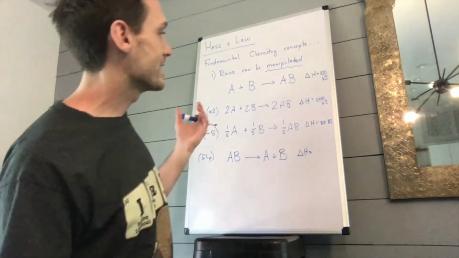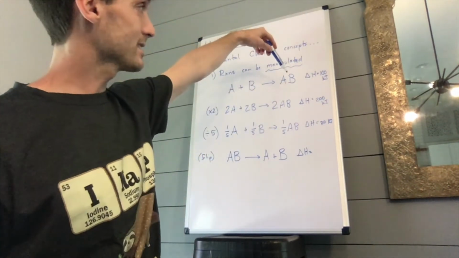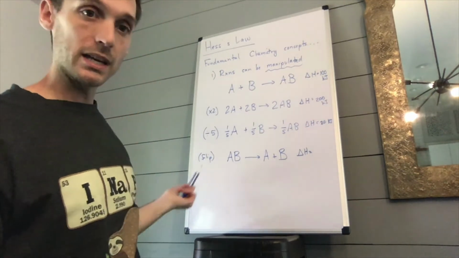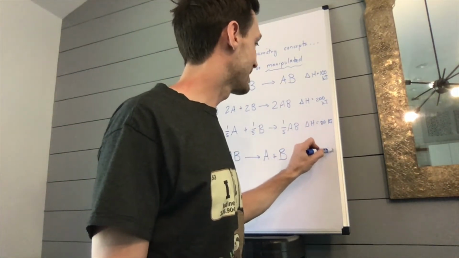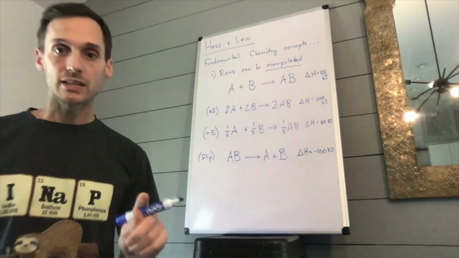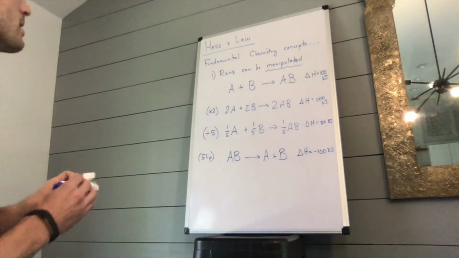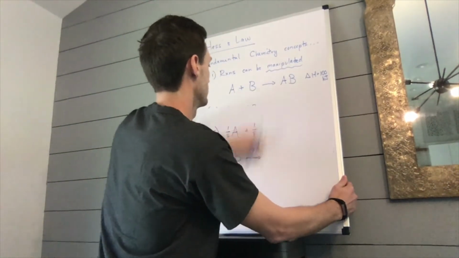Good. The sign is going to flip. It was 100 kilojoules for the synthesis reaction. If we flip it and make it a decomposition, it is going to simply become negative 100 kilojoules. Okay? So that's one thing. Reactions can be manipulated. Number 2.